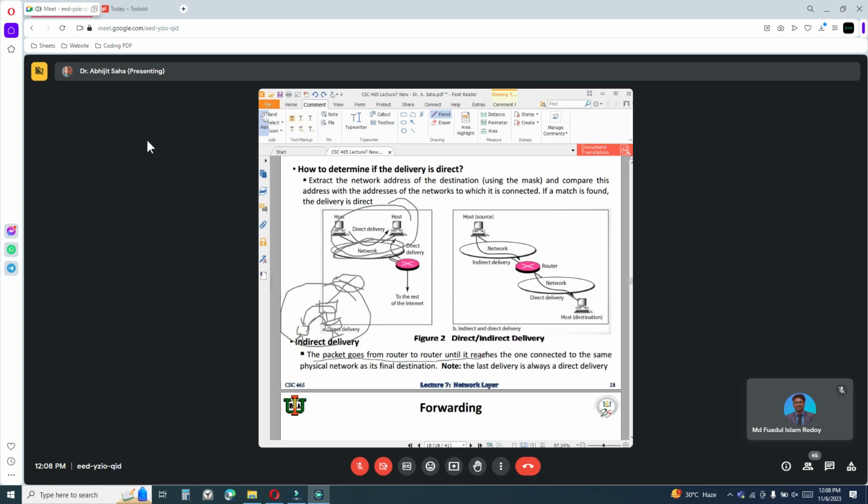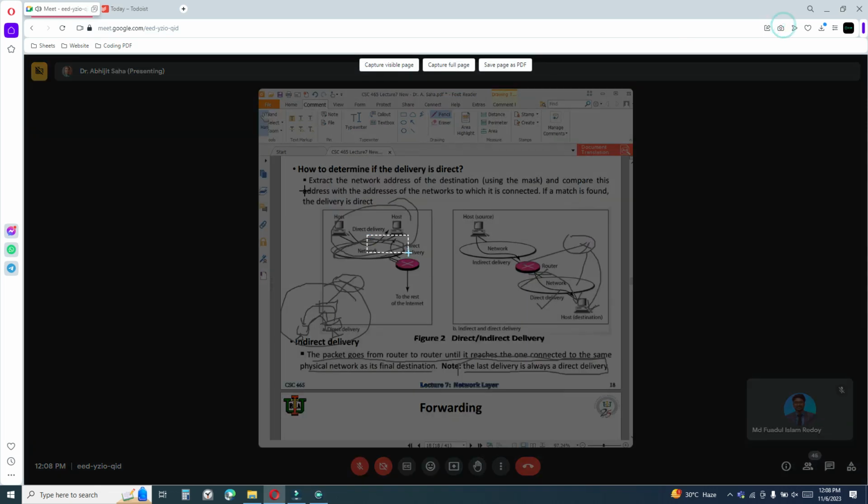The packet goes from router to router until it reaches the one connected to the same physical network as its final destination. That is the indirect delivery, and the last delivery is always a direct delivery. If it is an indirect delivery, the last delivery is always direct. Why? Because from the router, you send the packet to the destination. So this is your direct delivery. In the same example, if there are some other routers with no link here, but here there is the link, then from this router you can send the packet directly to the host. That is direct delivery.